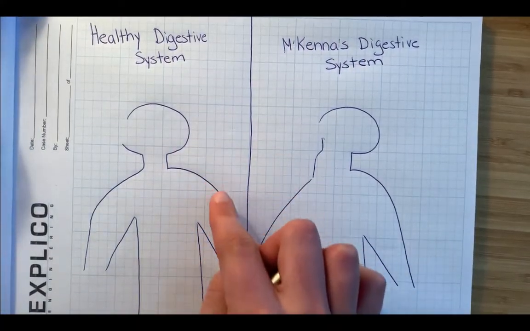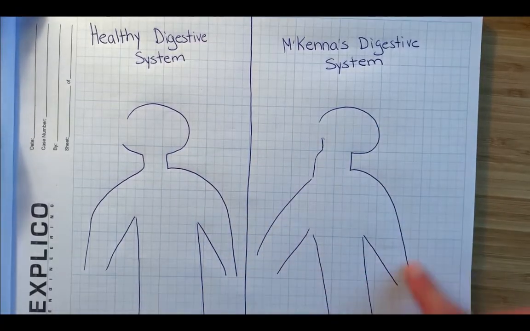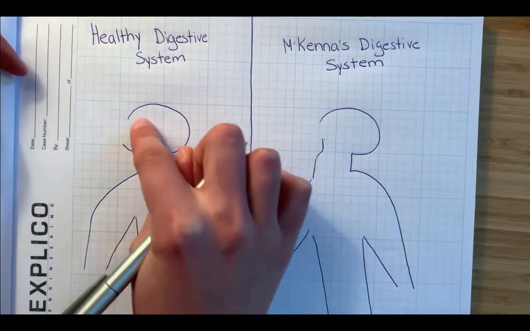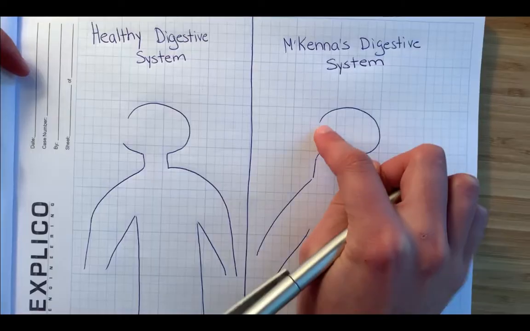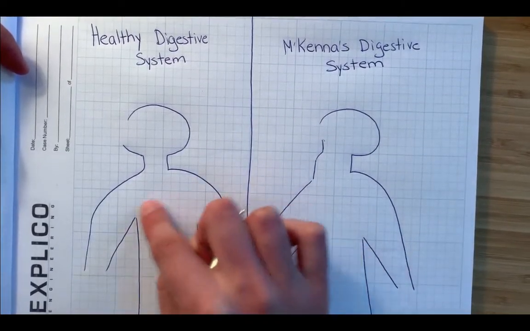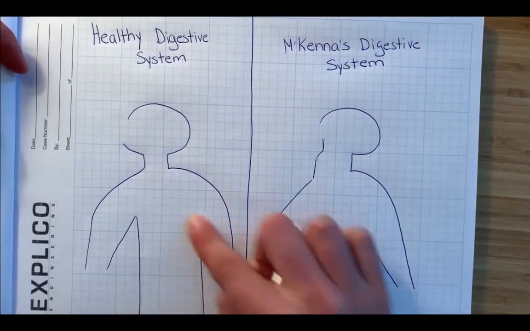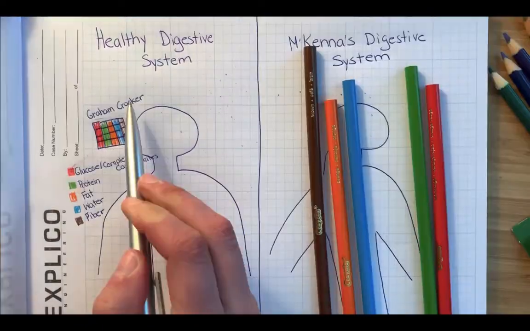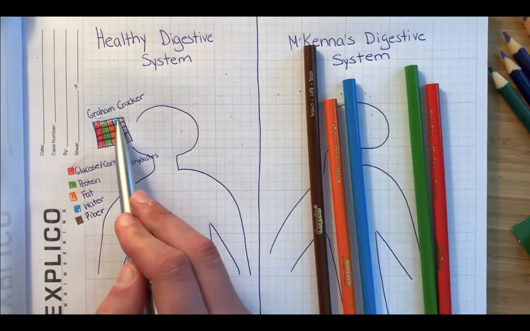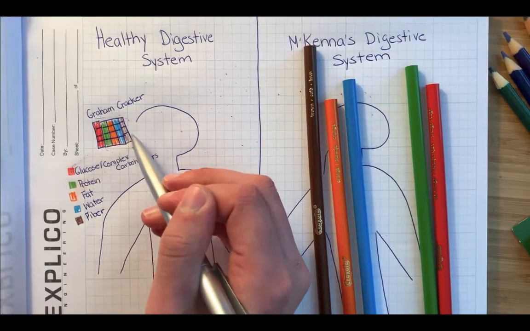Next, create an outline of the upper part of the body. It does not need to be perfect. Notice I'm leaving an opening for the mouth. Try to leave space in the middle of the body because we know we're going to have a lot to represent here. Next, I drew my graham cracker and I made it 5 different colors.